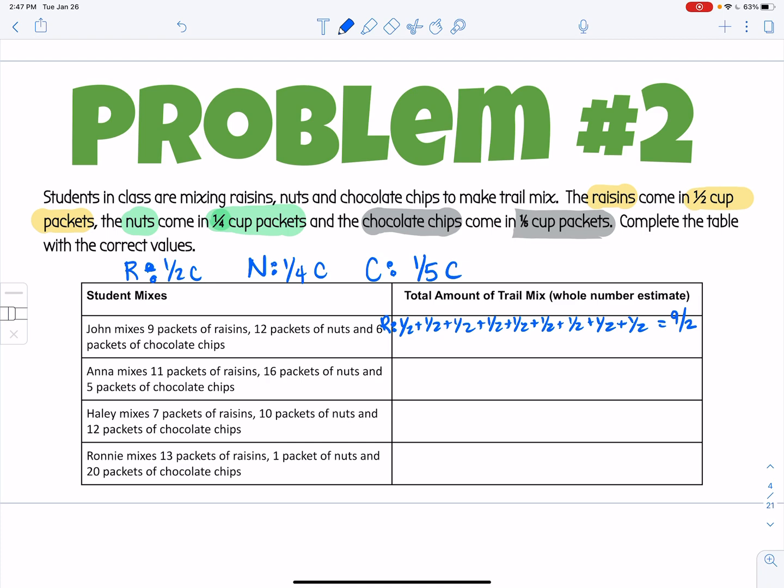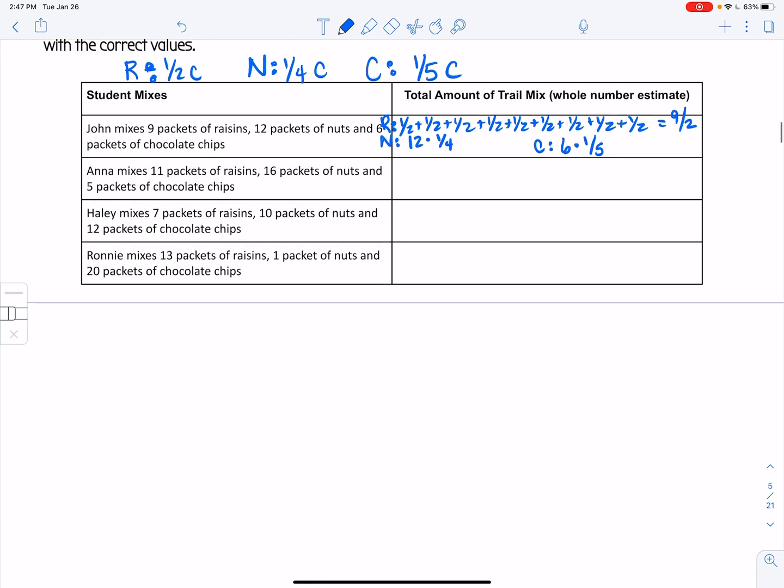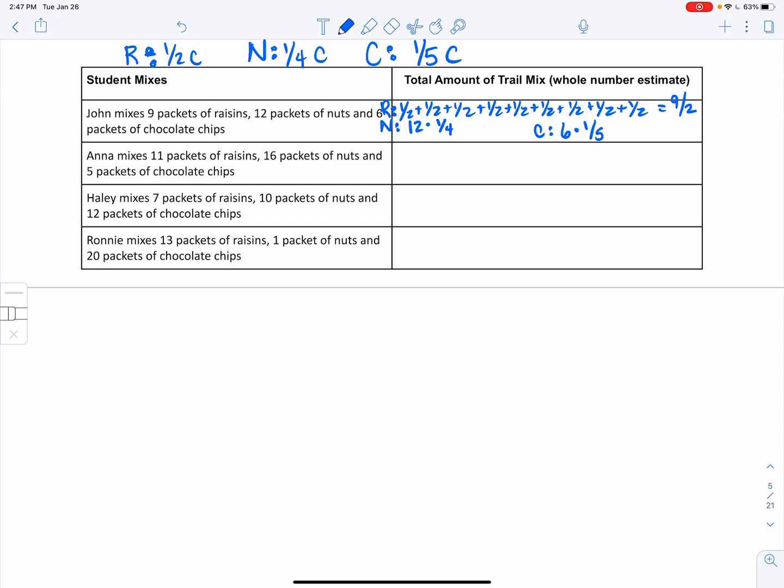And then the nuts for him, he wants 12 packets of nuts. So this time, instead of adding it that many times, I'm going to do 12 times 1/4. I'll go down below and fix that in just a minute. And then chocolate chips, because I don't have room in this. Chocolate chips, he wants 6 packets. So that'll be 6 times 1/5. So I'm going to come down because I'm out of room. So this is John.